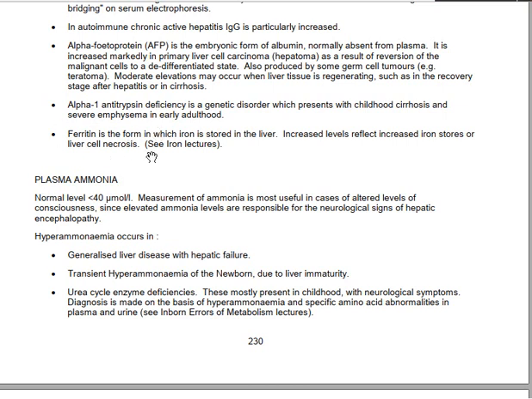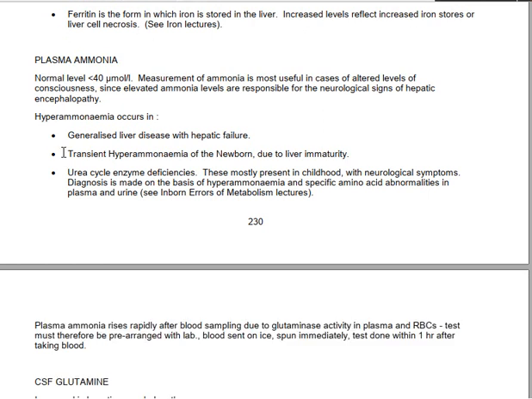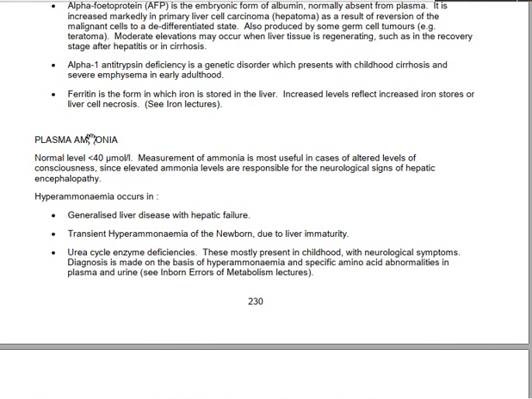Ferritin is also going to be stored as iron at the level of the liver, so an increased level is going to show the iron store. You have liver cell necrosis. Is it clear? Now the next one is plasma ammonia. The normal level of ammonia should be less than 40 micromoles per liter. You need to know that when proteins are broken down, ammonia is released. And it should be less than this.